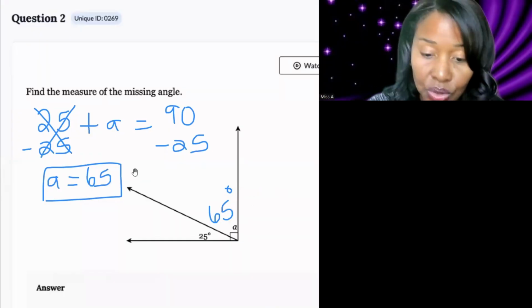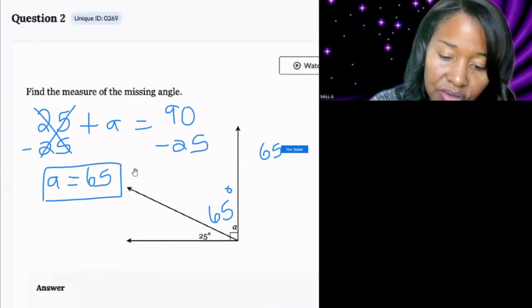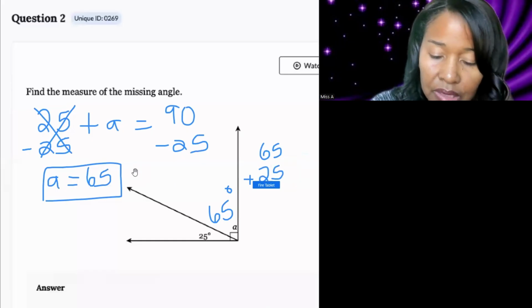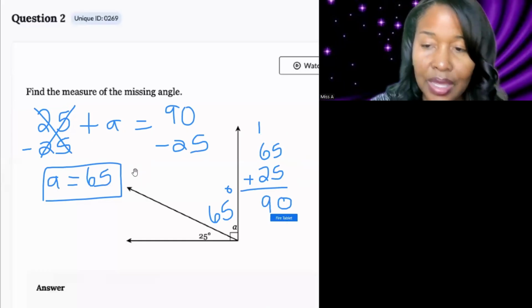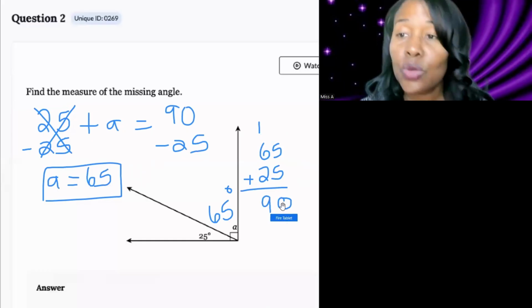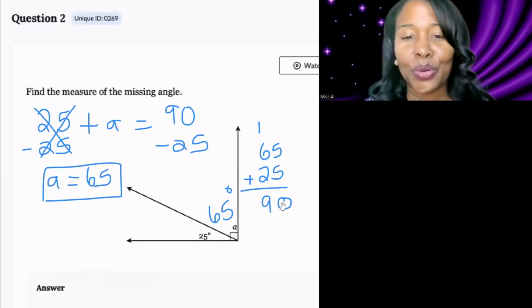We can always check it by adding those two, right? So if I do 65 plus 25, let's see, 5 plus 5 is 10, carry my 1, there we go. They add up to 90 degrees, which means we have done the problem correctly.